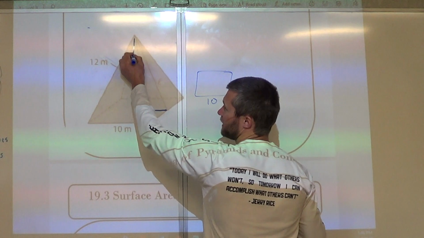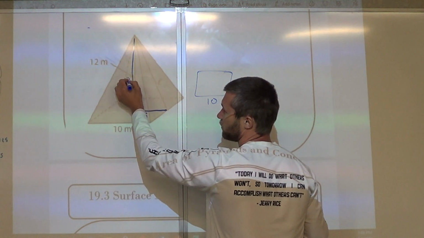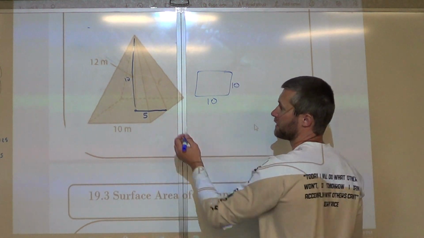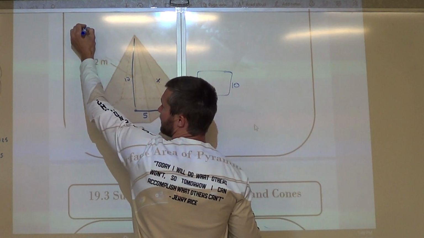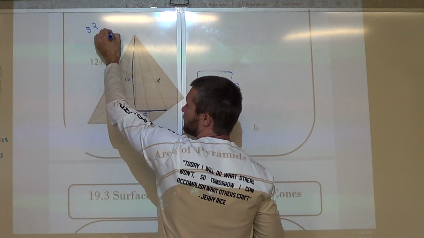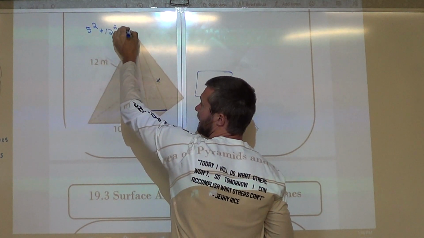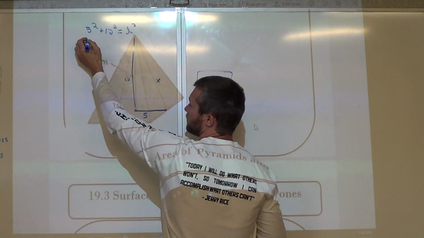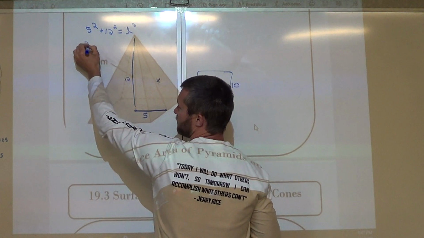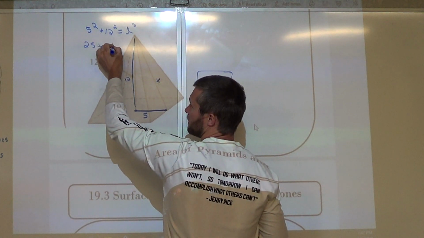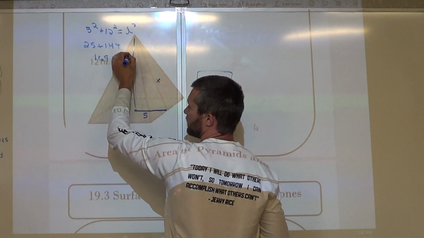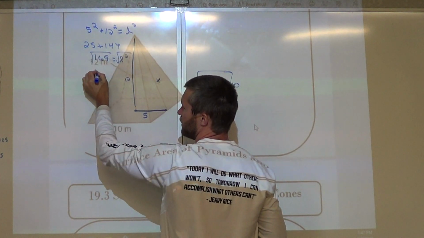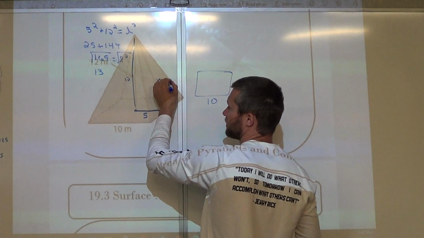We have this right here, that's straight up and down. That's 12. That's our altitude or our height. We want the slant height. We want this. So we have to set up the Pythagorean theorem. 5 squared plus 12 squared equals that L, that slant height squared. So that's 25 plus 144, which is 169, equals your slant height squared, and then take the square root of that. So your slant height is 13.